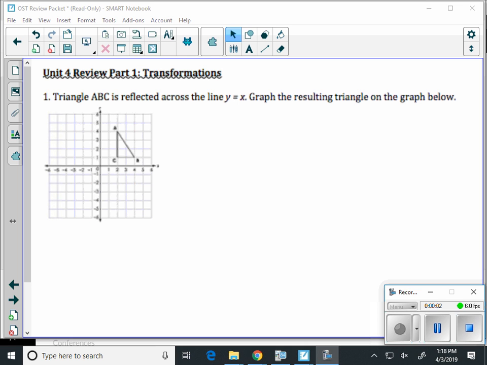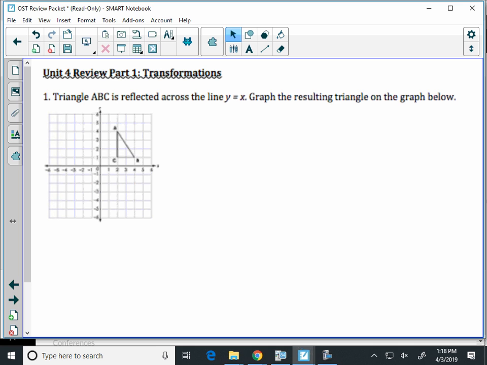So the unit review part 1, transformations. We're just going to talk about the basics of transformations, and then part 2 will kind of combine them and do composition and mapping.